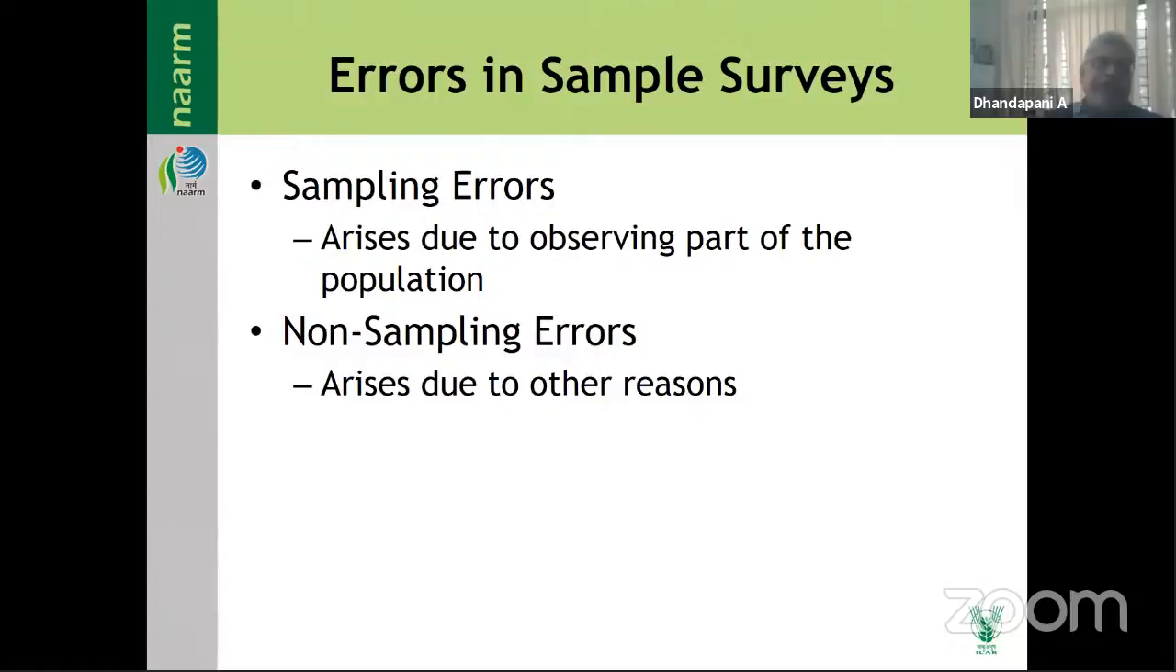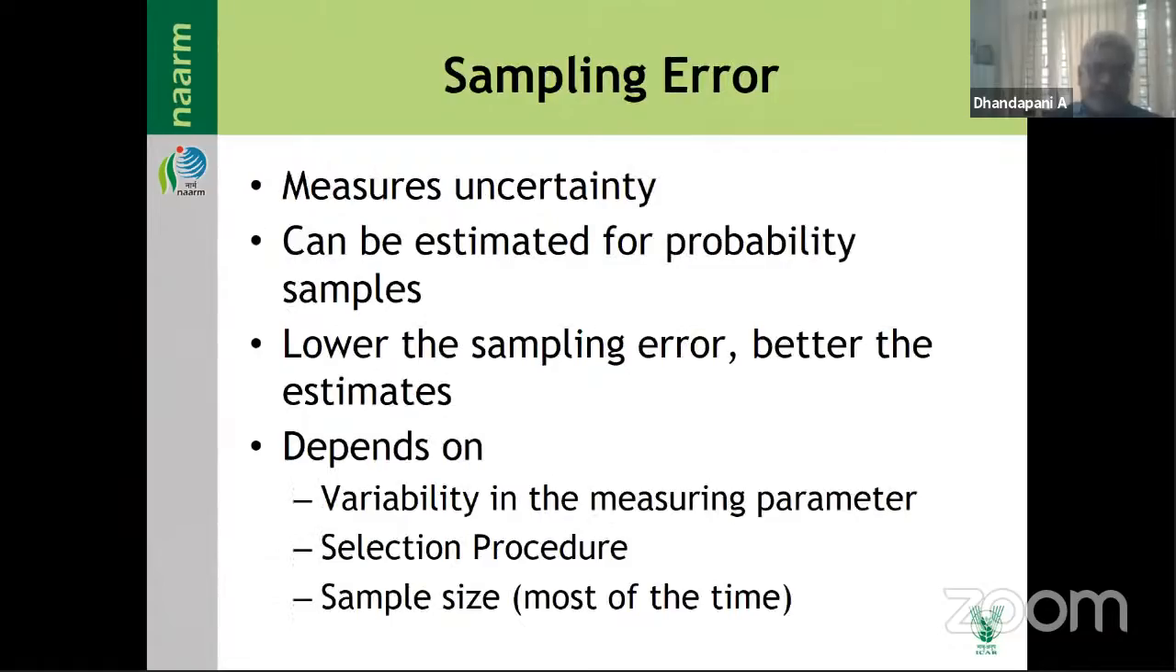But there are also non-sampling errors, which are errors coming from causes other than the fact that we are observing only a part of the population. We term them non-sampling errors. How they come, let us see. What is sampling error first, and then we'll go on. Why we need sampling error is that it measures the uncertainty in your estimators. It shows that we wanted to estimate this, we have used the sample, and we have got a value, but we know that it is not the exact value.